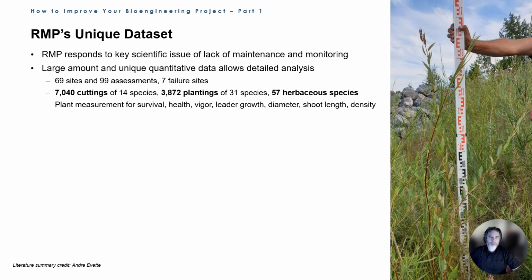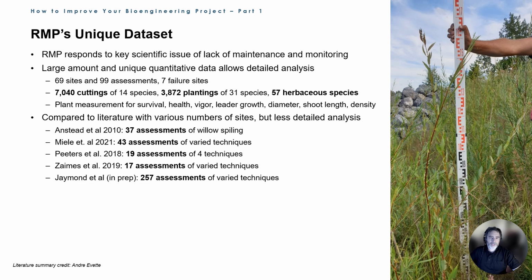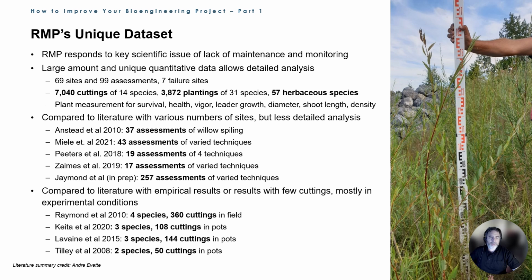As Norma highlighted, the RMP includes detailed observations from 69 sites over 99 assessments, and the RMP database contains plant measurement data for survival, health, vigor, leader growth, diameter, shoot length, and density for almost 11,000 individual trees and shrubs. This dataset is very large and we're told unique worldwide. For example, after reviewing the literature for similar programs, Andre Yvette from our project team found several studies with various numbers of sites, but less detailed analysis than the RMP. He also looked at the literature for assessments of live cuttings establishment and health, and found that the data was mainly for a small number of species and cuttings that were mostly in experimental conditions. Ultimately, the size and quality of the RMP data is what sets this program apart and makes the results useful for identifying practices that will help to improve your bioengineering project.